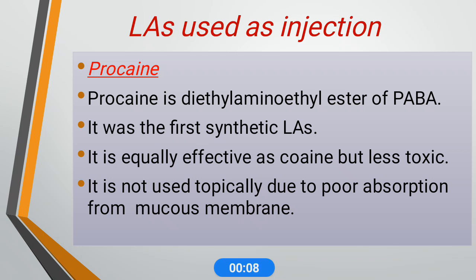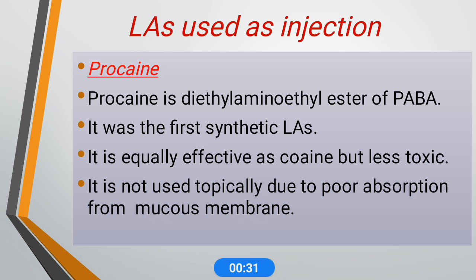In the previous class we discussed all the mechanisms of action and their classifications. Today we are discussing local anesthetics which are used as injections, mainly procaine. Procaine is a diethylaminoethyl ester of para-aminobenzoic acid. It was the first synthetic local anesthetic.